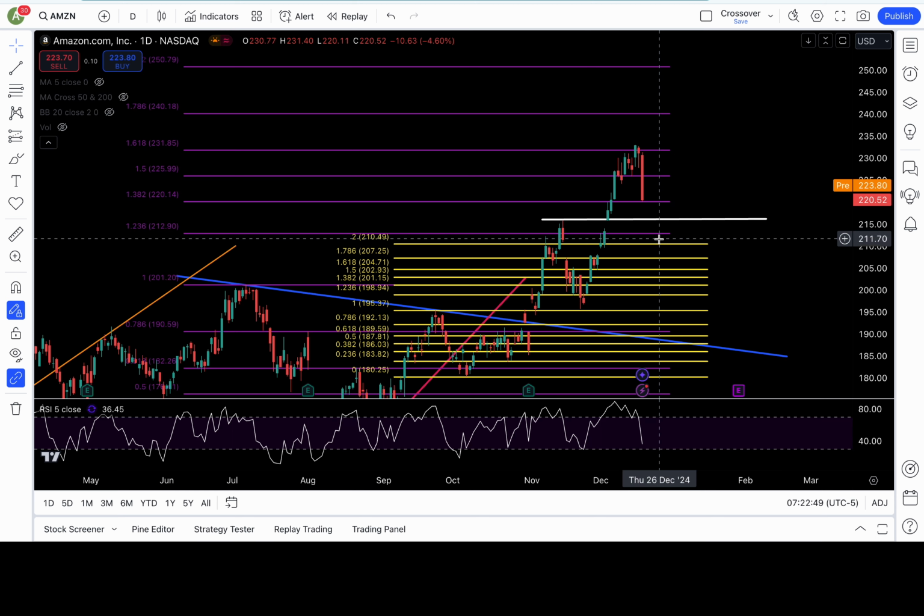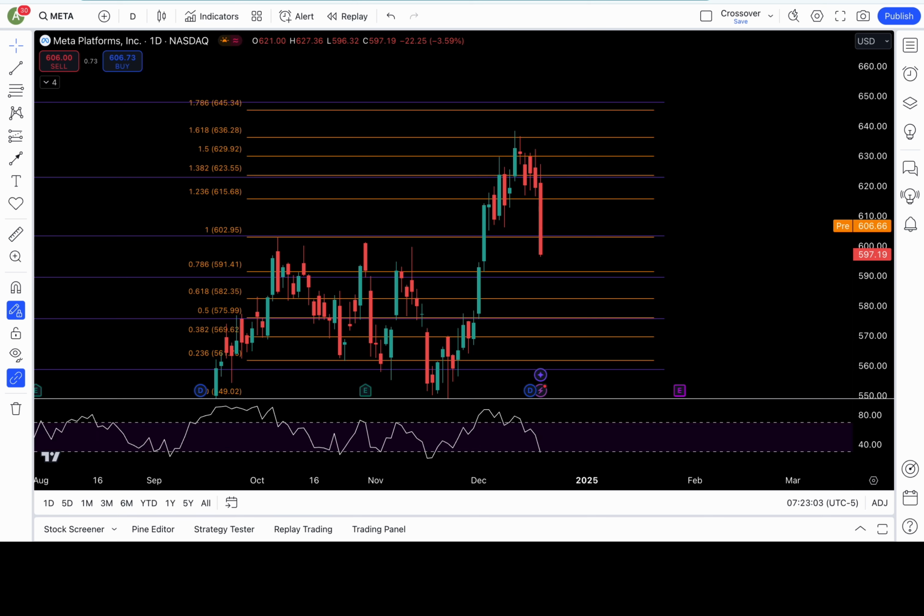213, 210.5 or lower. Okay, trust no bounce unless 224 and 226 clear, especially that 226 fib level. If it does, I'd favor more upside. 230 and 232 would be back in play.